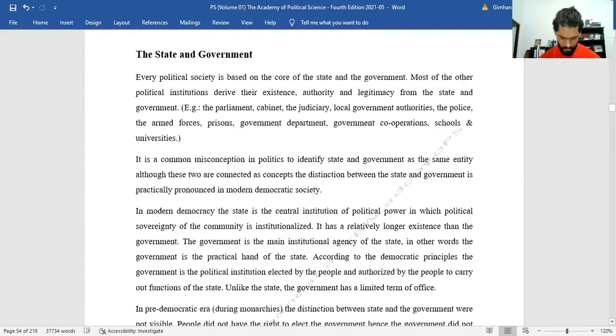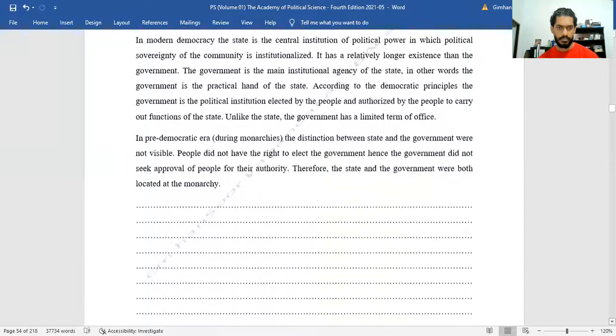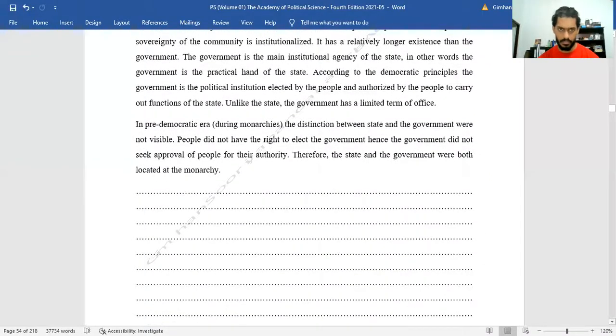In pre-democratic era, during monarchies, the distinction between state and the government was not visible. People did not have the right to elect the government, hence the government did not seek approval of people for their authority. Therefore, the state and the government were both located at the monarchy.